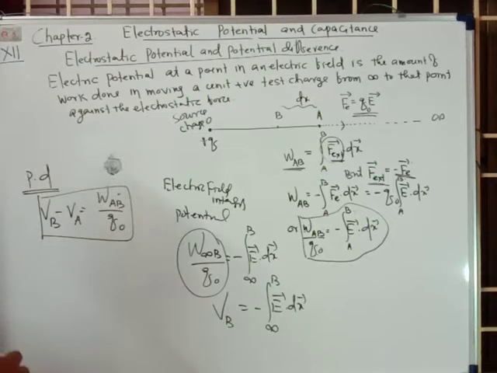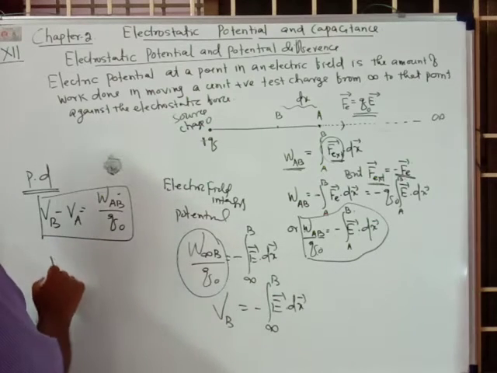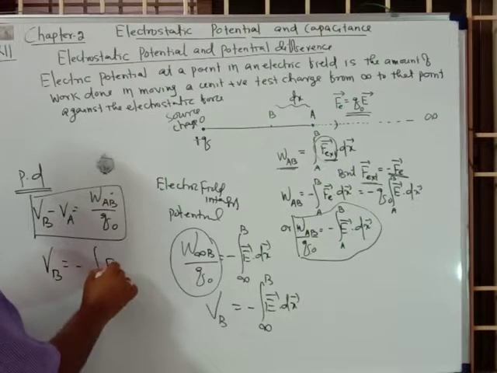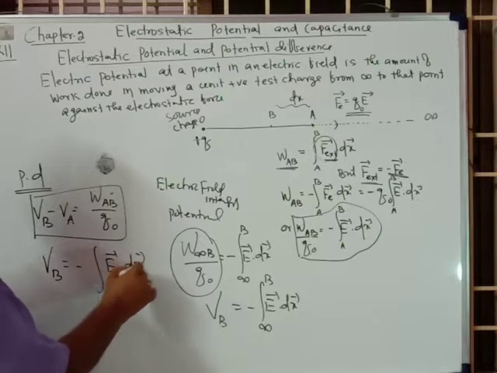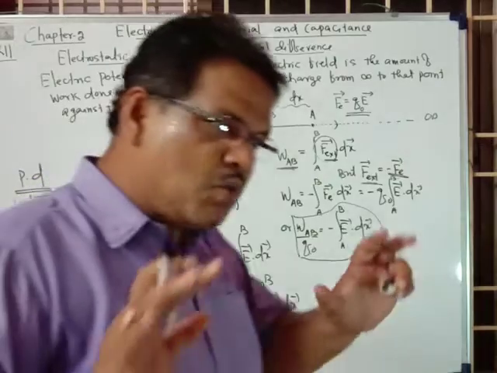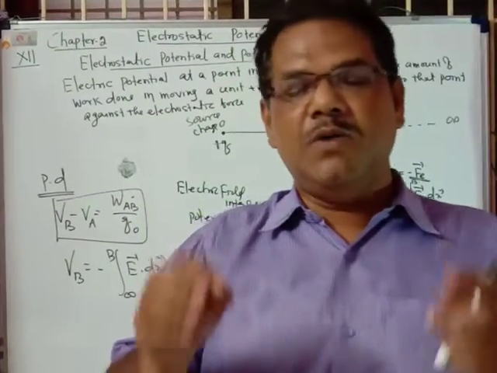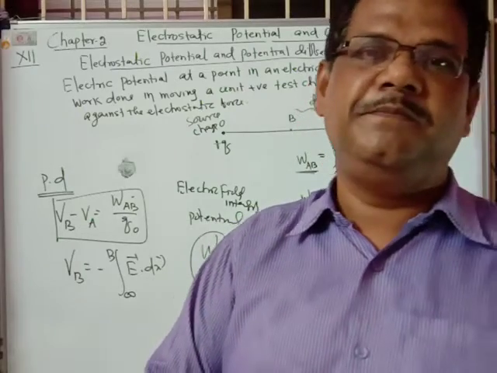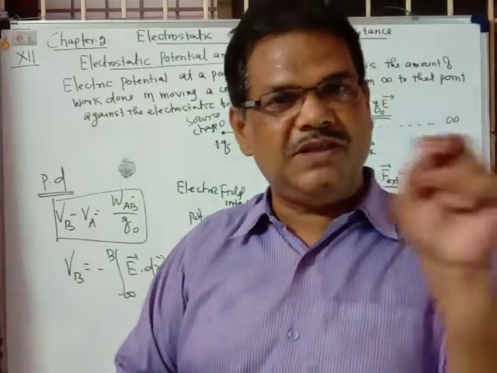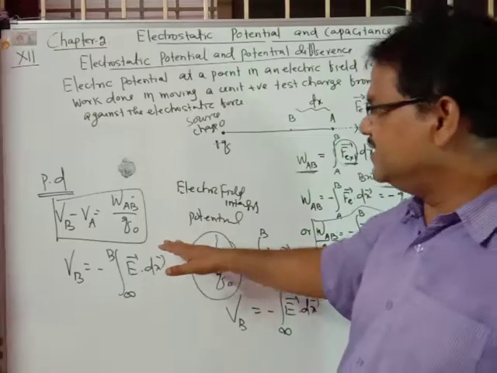So we have VB minus VA equal to WAB upon Q naught, and the potential at a point is equal to minus integration of E vector dot ds vector from infinity to B. The very interesting thing is that, qualitatively, the potential is the work done to bring the test charge from infinity to that point per unit charge. So that is the potential at that point.